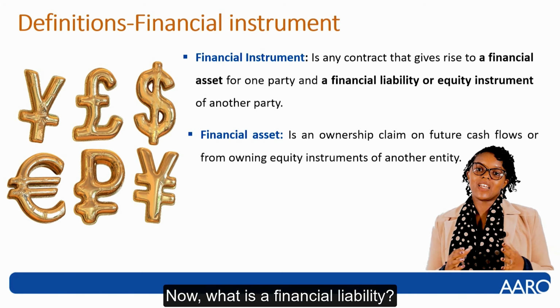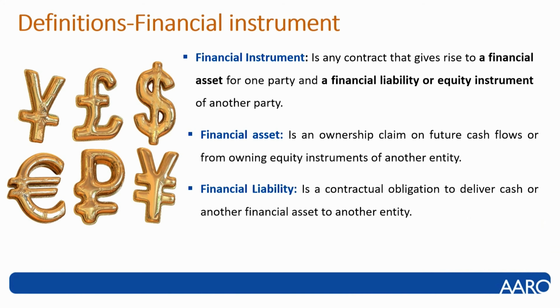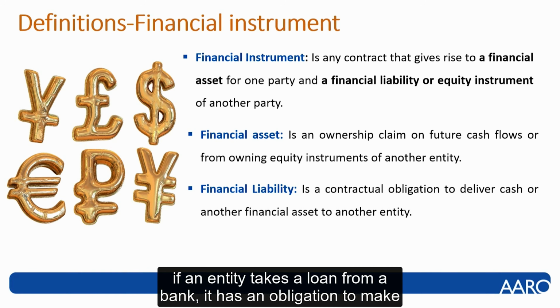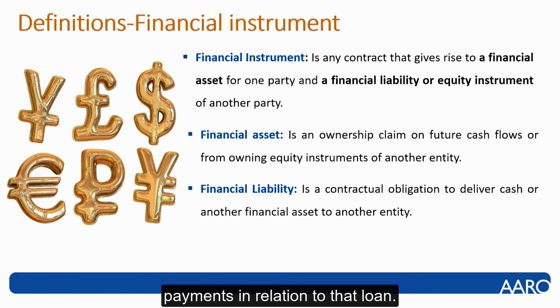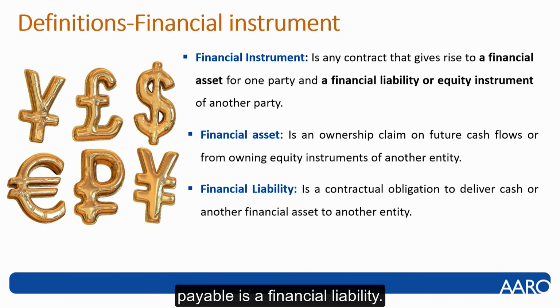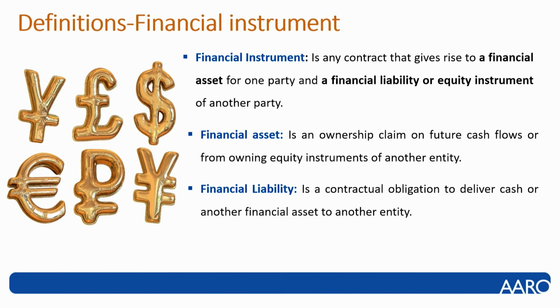Now, what is a financial liability? A financial liability is an obligation to deliver cash to another entity. For example, if an entity takes a loan from a bank, it has an obligation to make payments in relation to that loan. Another example is if you purchase goods on credit. The trade payable is a financial liability.